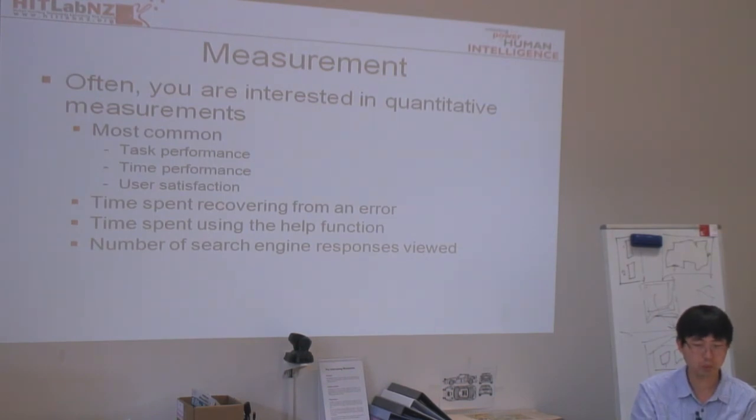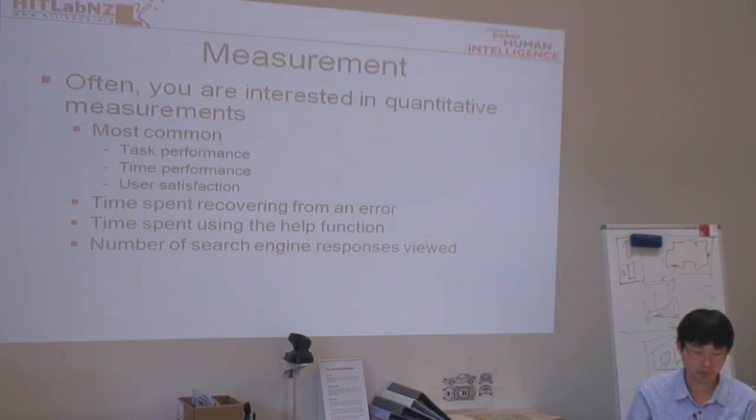Usually the measurements of usability testing are quantitative, based on how easily the user can complete the task, or how fast they can complete the test. So usually it involves task performance, such as the time they took or how many errors they made, and so forth.